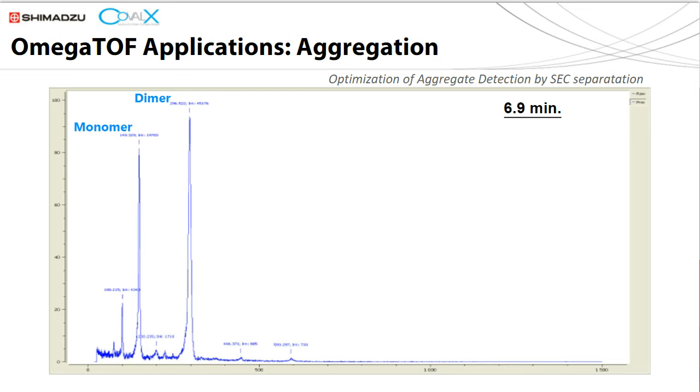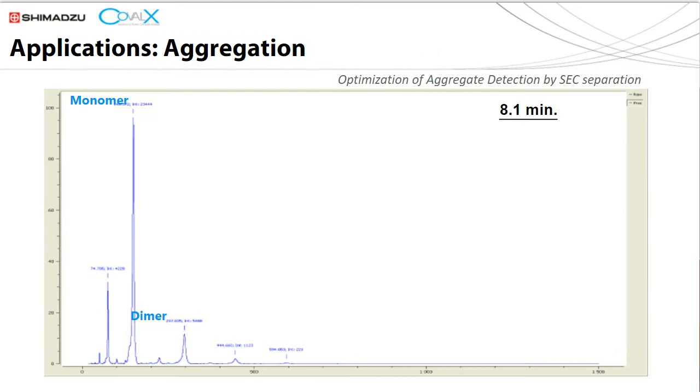As we step to later times in the SEC, we can see specifically the dimer, quite a clean dimer sample as well. I mean, obviously some monomer that could also include some double charged dimer, but very clean dimer separation from the SEC here at 6.9 minutes. And at the latest time point from the monomer, we can see the monomeric peak again at 148 kilodaltons, being the monomer peak coming out of the SEC at 8.1 minutes.